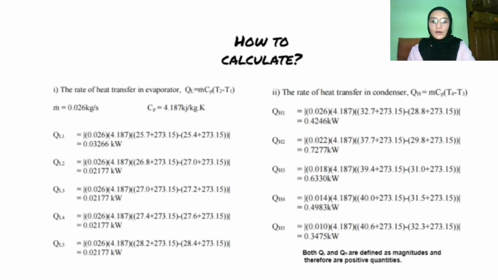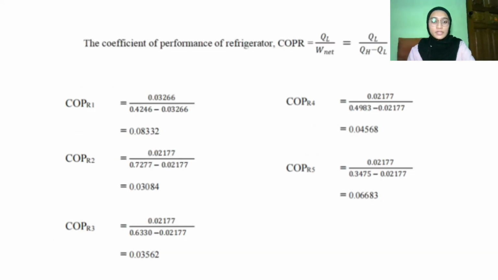Second, the rate of heat transfer in the condenser, QH, equals mass flow rate times specific heat of water times the difference in temperature, T4 minus T3. Note that both QL and QH are defined as magnitudes, therefore the values are positive. The coefficient of performance of the refrigerator, COPR, equals QL over QH minus QL. So, we need to calculate the coefficient of performance using this formula for all tests.